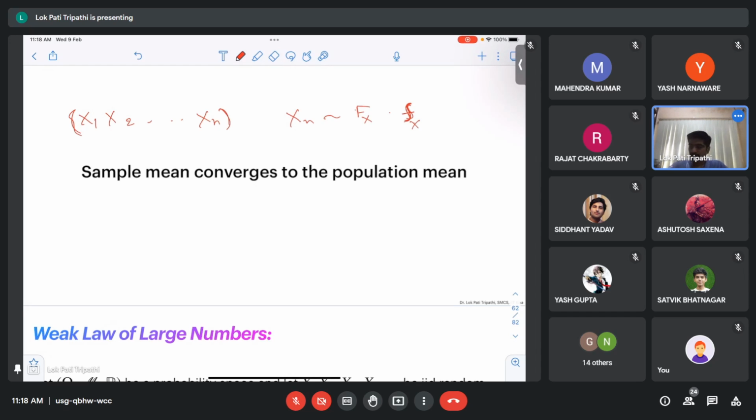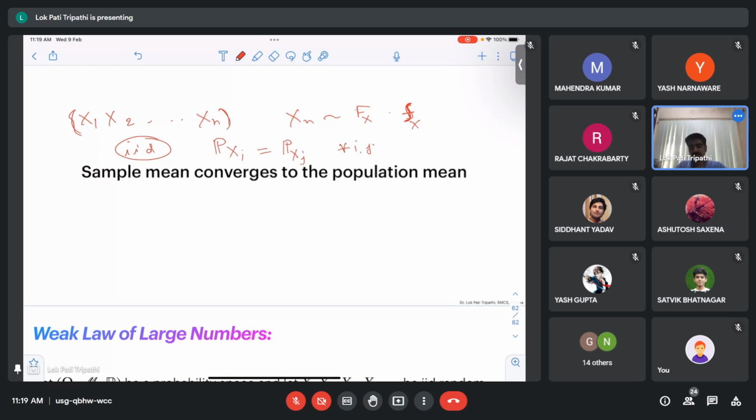If these random variables, so this collection is actually IID, which means they are independent and identically distributed. So identically distributed means, for each i, the distribution of xi is equal to, maybe you can say the probability distribution of xi.